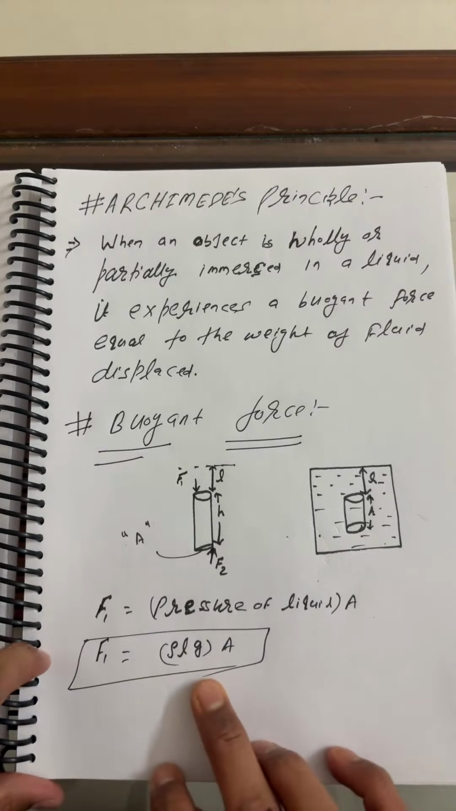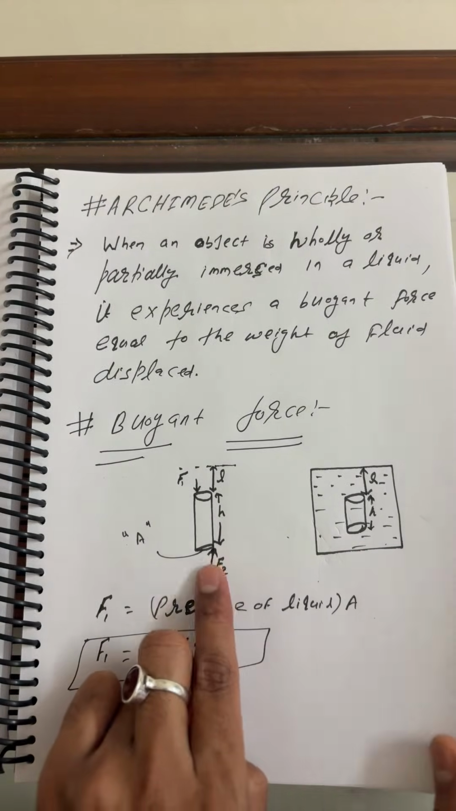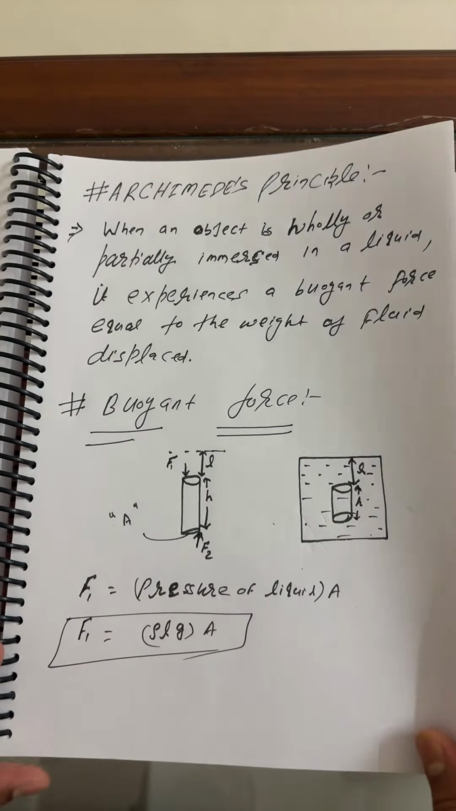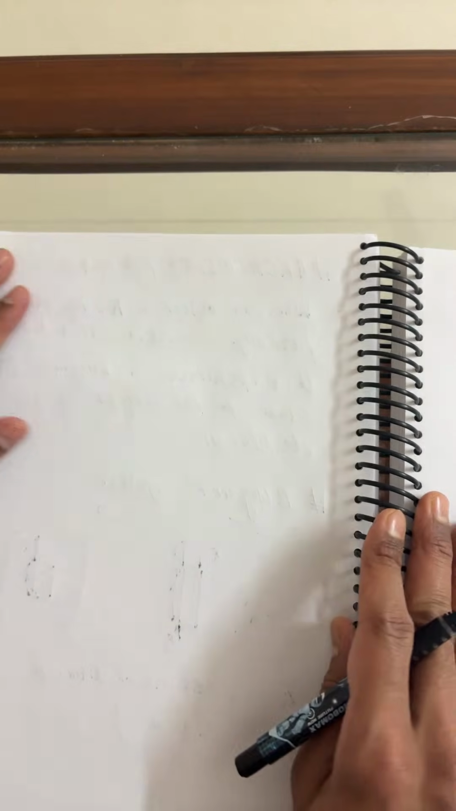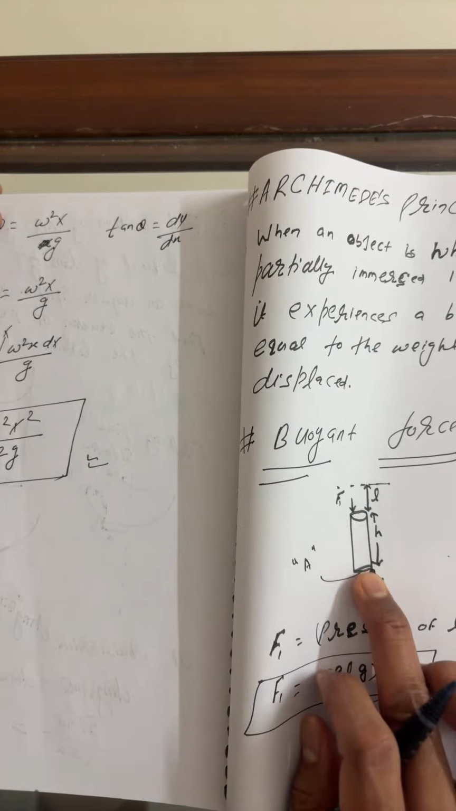So this is F1, which I found from here. Again, we wish to find F2. Students, take a snapshot. Similarly, at the bottom surface, the force F2 on the cylinder is what?